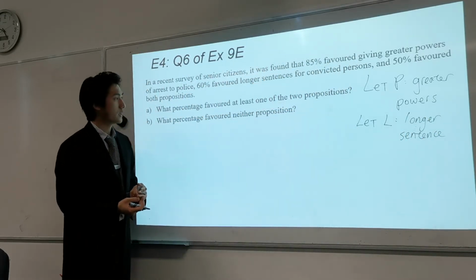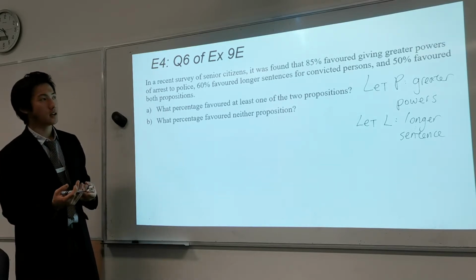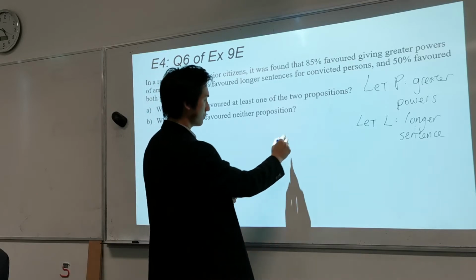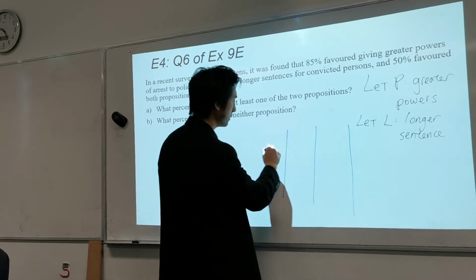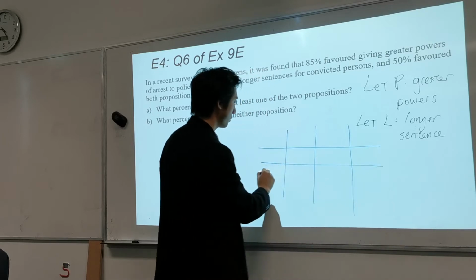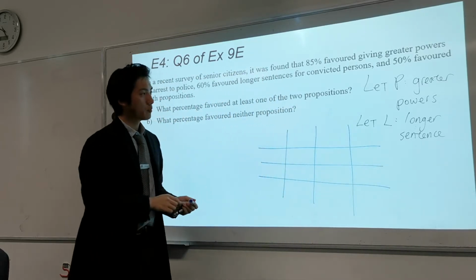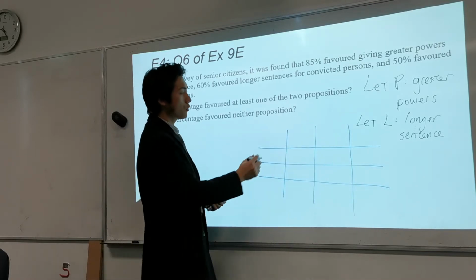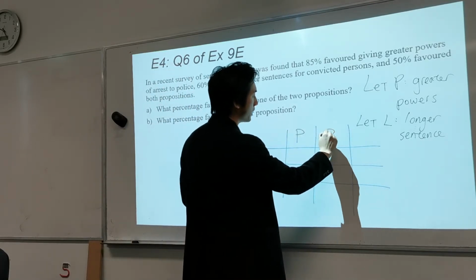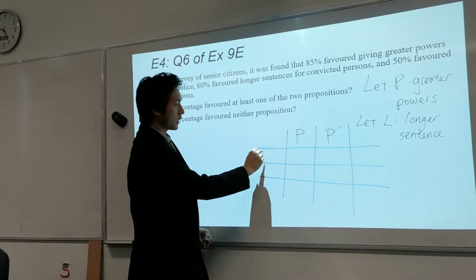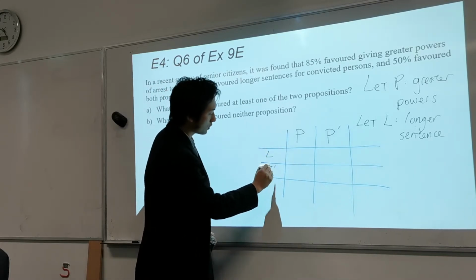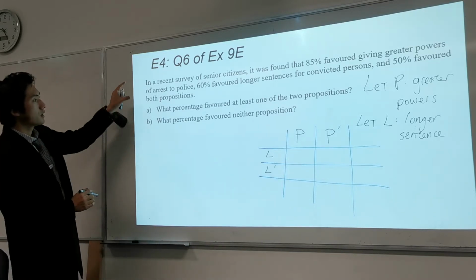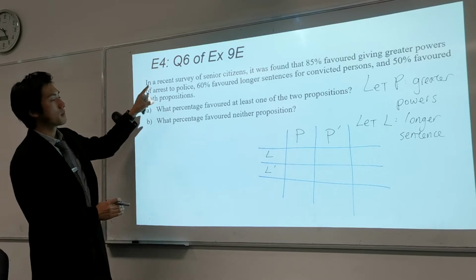Now we've got our two events, let's make up a two-way table. Remember, we need to place the complementary events next to each other on this table. We've got P for greater powers and P dash for not greater powers. L for longer sentence and L dash for not longer sentence. Let's see if we can fill in some numbers.